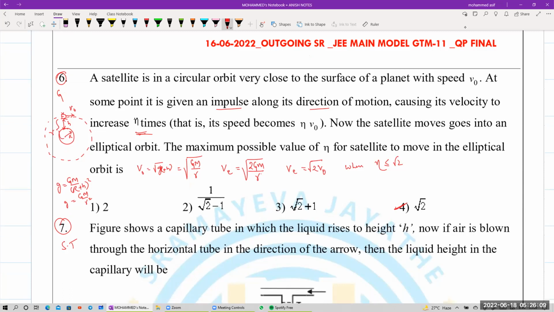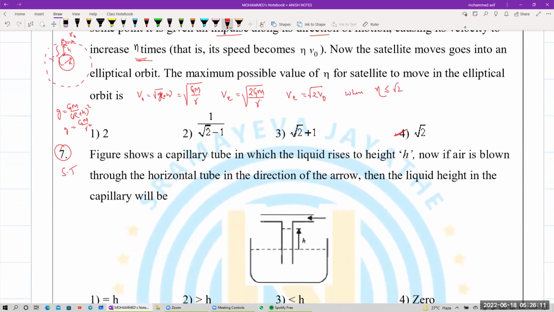Question number 7. Read. The figure shows a capillary tube in which the liquid rises to a height h. Now if air is blown through a horizontal pipe in the direction of the arrow, that is, from here, then the liquid height in the capillary tube will be equal to how much? So look, what will it be? Will it decrease? Will it stay the same, sir?